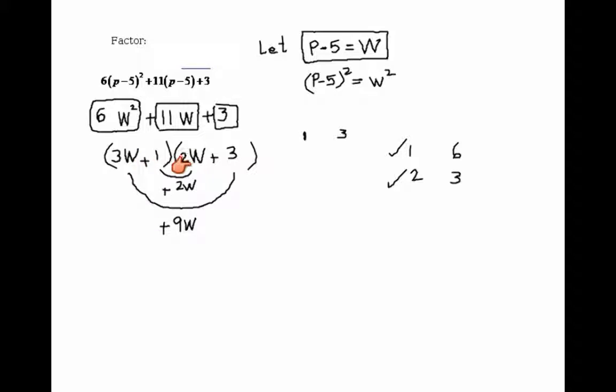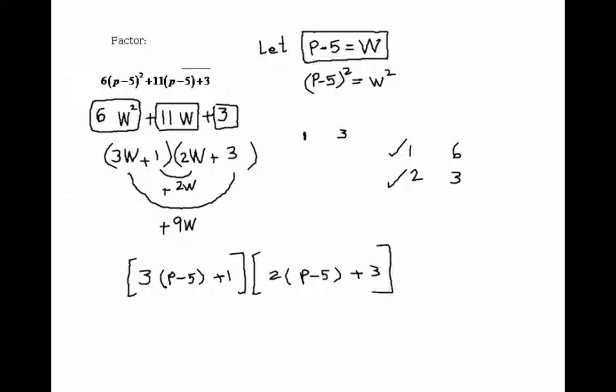1 times 3 is 3. The first two terms give me this term. The two closest terms and two furthest terms add up to 11w. Now what I have to do now is everywhere I see w, I have to replace it with what? p minus 5. So there are a couple of places I have to do that. I'm going to put p minus 5 here instead of w. That's 1. In the second parentheses, I have another place where I see w: p minus 5 plus 3.